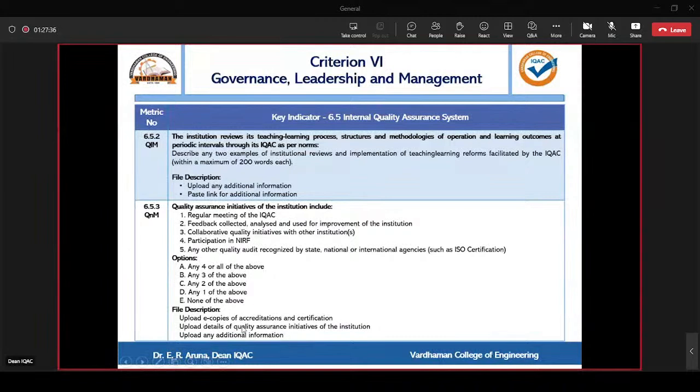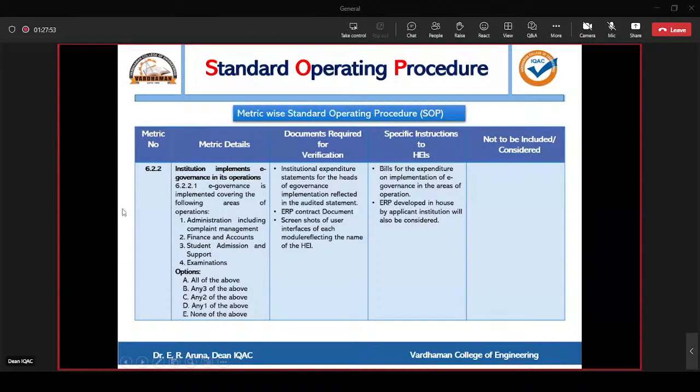Now, for this, the proof of evidence is to upload e-copies of accreditations and certifications, upload the details of quality assurance initiatives, and upload any additional information. So we can upload e-copies of all accreditations and certifications, and all IQAC significant contributions as evidence. Now with this, I have just completed all the metrics with the description.